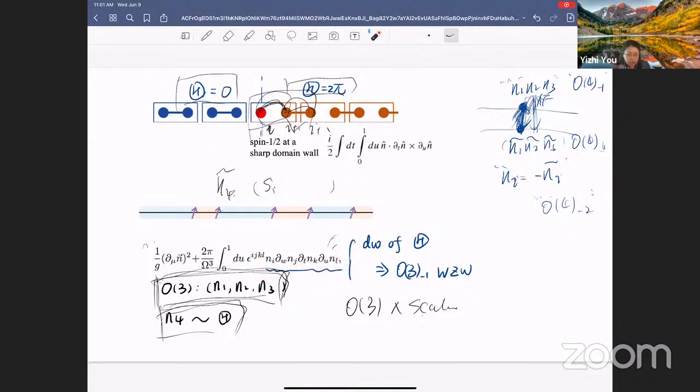So one problem is, if you have O3 cross a scalar, then in principle it's not equivalent to an O4 rotor because the amplitude still fluctuates. And once you have a fluctuating amplitude, it's hard to determine whether this O4 level one Wess-Zumino-Witten term has a quantized coefficient or not. And here, one argument we can make is, first we begin with O4, and then we assume there is some easy-plane anisotropy which breaks it into O3 cross a scalar.